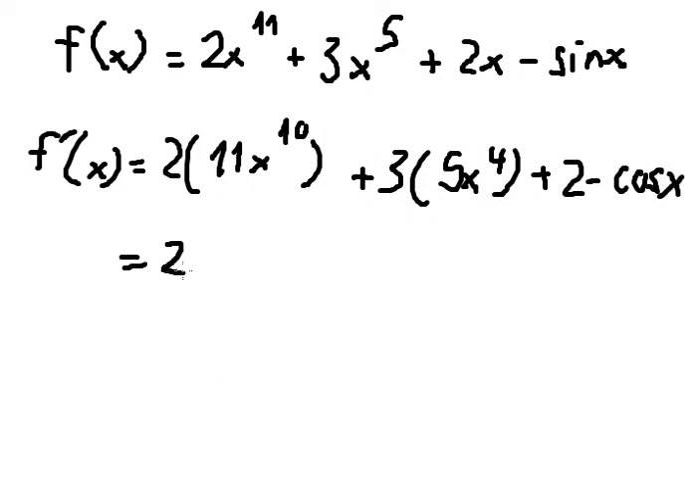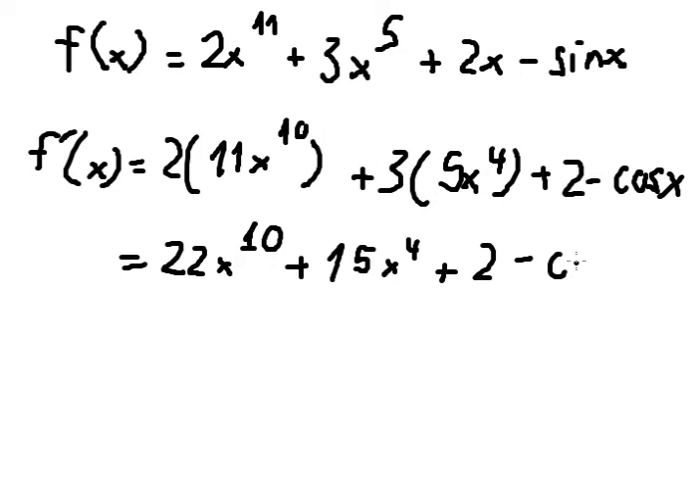Now we have 22x to the power of 10. This one you get 15x to the power of 4. And this one we have number 2 minus cosine x.